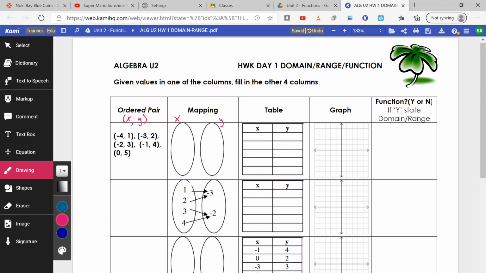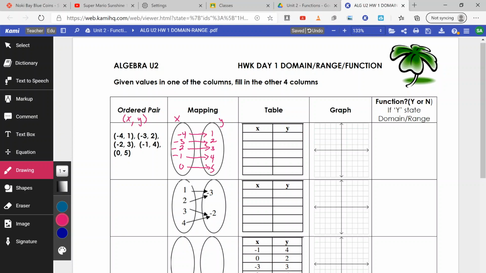So we have an x value of negative 4, x value of negative 3, x value of negative 2, negative 1, and 0. And then on the y side, we got 1, 2, 3, 4, and 5. And as you can see, we're drawing arrows, and at this point, we're just going to draw straight across, negative 4 to 1, negative 3 to 2, negative 2 to 3, negative 1 to 4, 0 to 5.